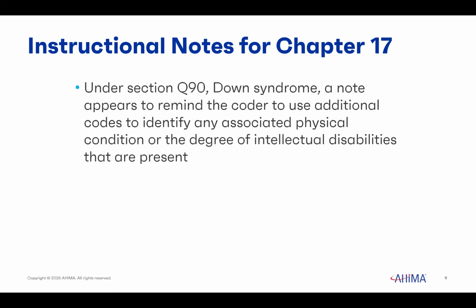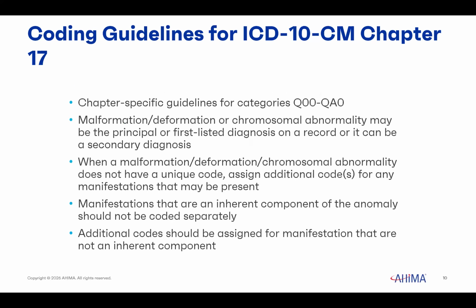So now we're going to pull all these rules together. We can see that there are very chapter-specific guidelines for any of these conditions that fall into code categories Q00 through Q99. Any malformation or chromosomal abnormality can be the principal diagnosis or the secondary diagnosis. If we don't have a single code that fully describes the condition, we would assign any additional codes for the manifestations. Normally these are called out in the tabular.